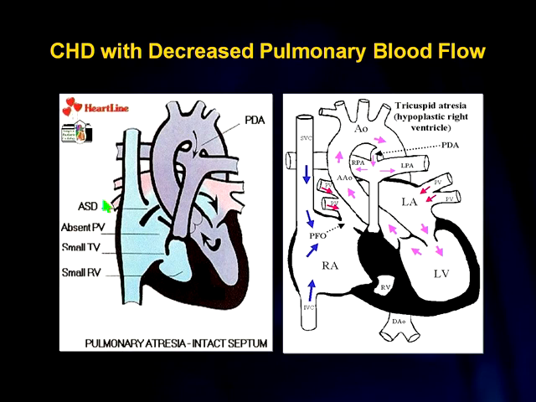So here's a case of pulmonary atresia, okay? See the pulmonary valve is blocked here. Notice how important it is to open the ductus, okay? And here is a case of tricuspid atresia, okay? So tricuspid atresia, there's basically no right ventricle here, okay? Again, notice the importance of opening the ductus with prostaglandin to get some blood flow going to the lungs.